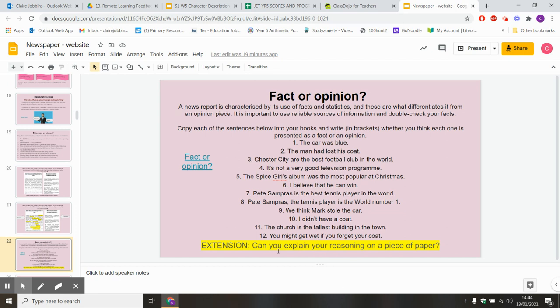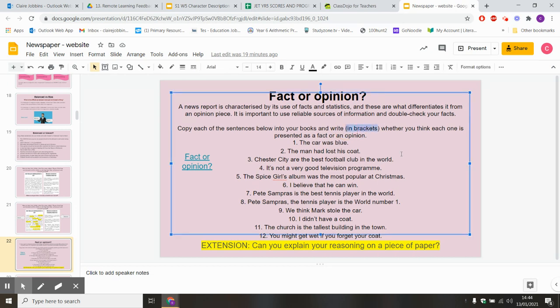We'd like you to copy, again, each of these new sentences into your books with your neatest handwriting and neat presentation, and write in brackets whether you think each one is presented as a fact or as an opinion. So you need to make sure that you've read through this and you've watched the videos and all the information before you have a go at this activity. We'd then like you to have a go, if you'd like to challenge yourself further, at the extension. Can you explain your reasoning on a piece of paper?